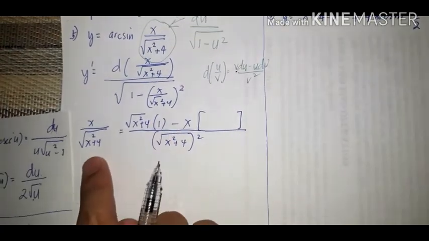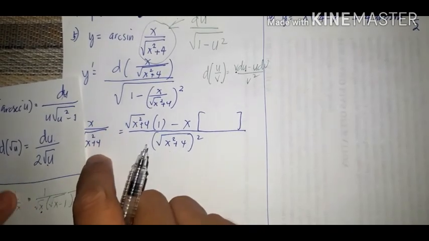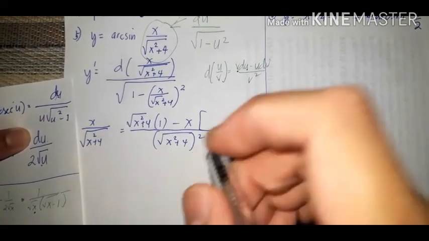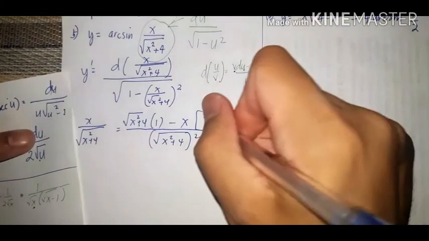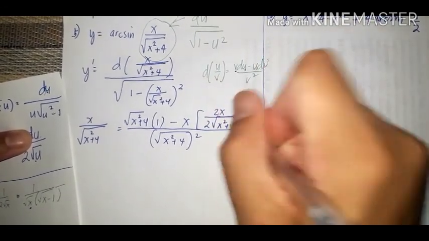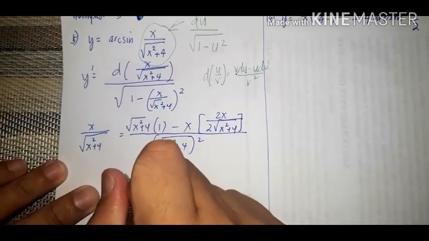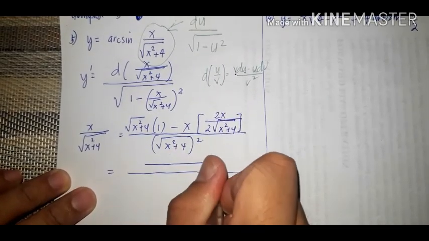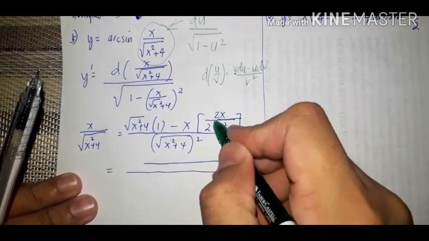In this case, meron akong square root of x squared plus 4. So, ang numerator ko lang, para makuha ko roon derivative, no, numerator ko lang is derivative ng radicand. So, derivative ng x squared plus 4 is 2x over 2 square root of that radicand, x squared plus 4. Over the square root of x squared plus 4 raised to the second power. So, simplifying, so your numerator, that 2 divided by 2 cancels out.